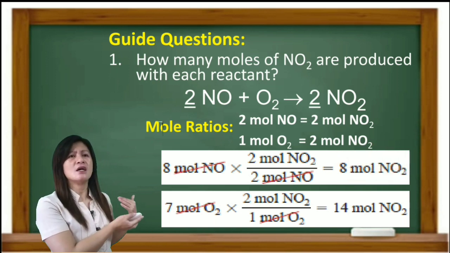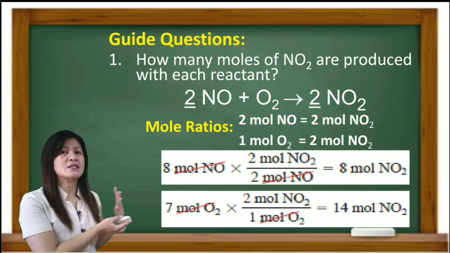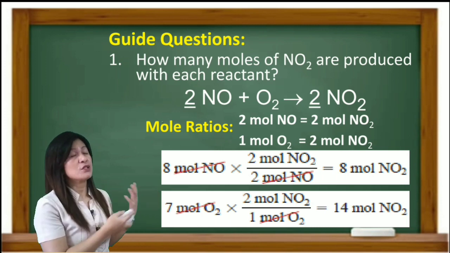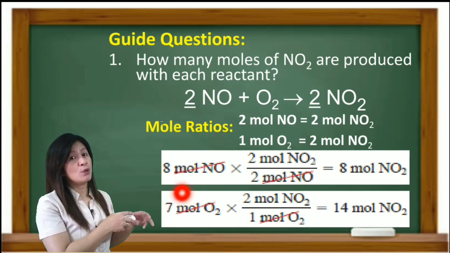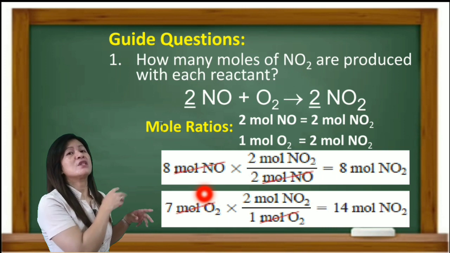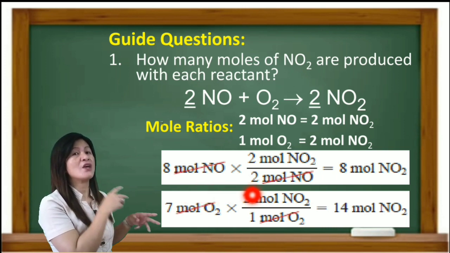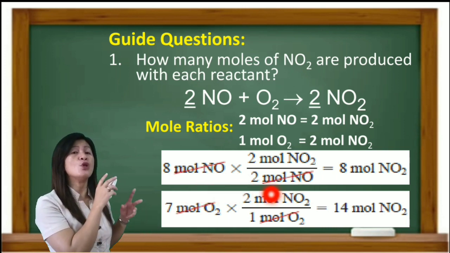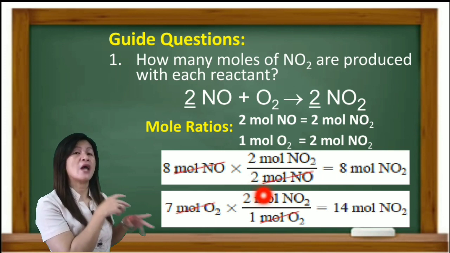Given the other reactant, 7 moles of oxygen gas, how many moles of the product will be formed from that available initial amount of oxygen? We have 7 moles of oxygen gas multiplied by the ratio, this time, of the mole of the product and the mole of the reactant oxygen.